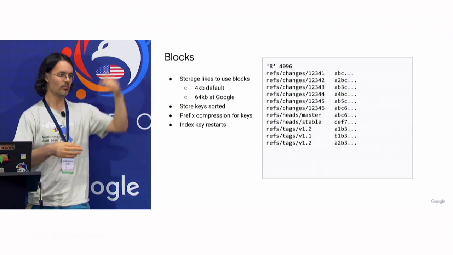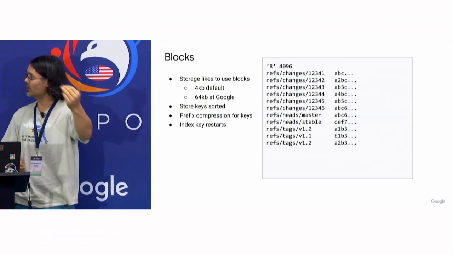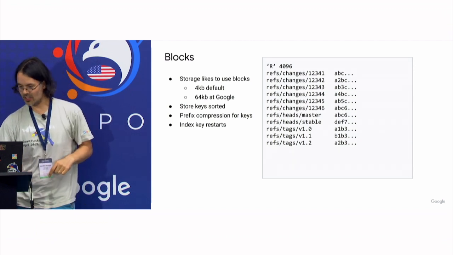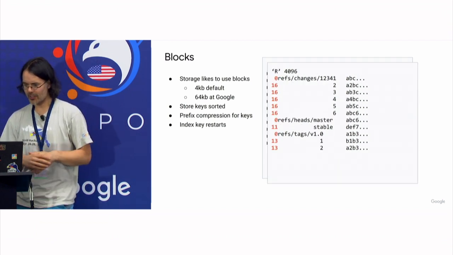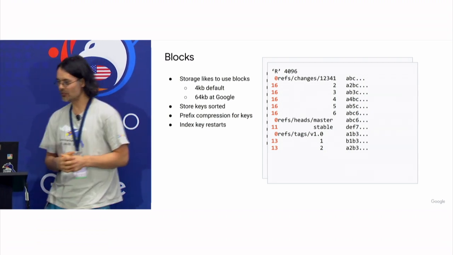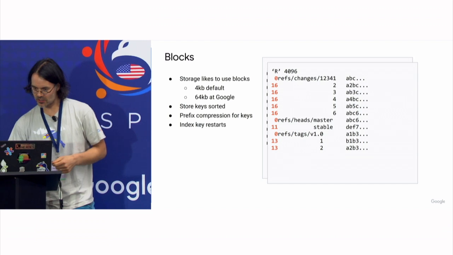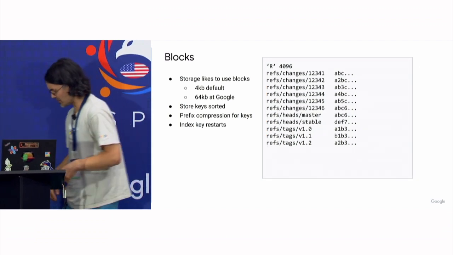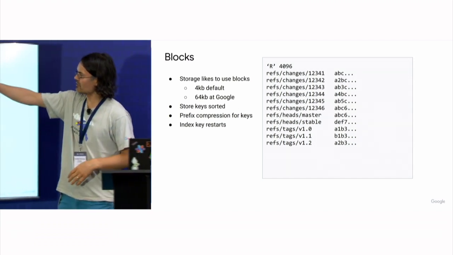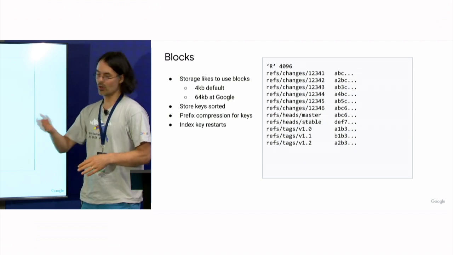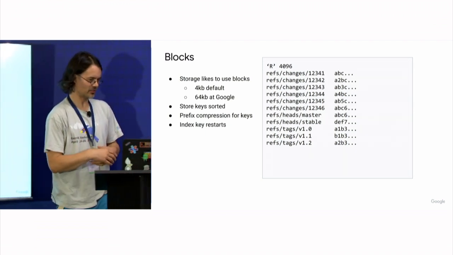So we can do binary search, and we can do prefix by jumping to the first entry that we're interested in. And then as an optimization, we do something called prefix compression. If you look at this diagram over here, you see that a lot of data is actually duplicate. Like the refs changes is repeated over and over. And so this is not very efficient.